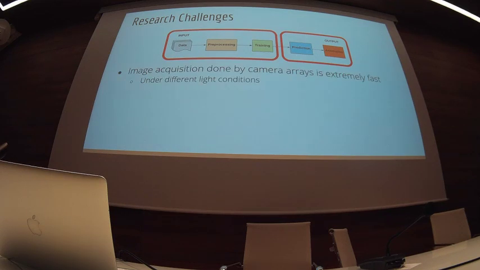The acquisition is extremely fast, as you may imagine, because paper is running very, very fast in the line. And there are also different line conditions. There are several cameras working, ultraviolet, normal light, etc. So the problem here is to do real-time defect classification.